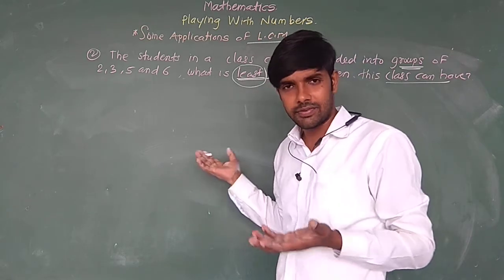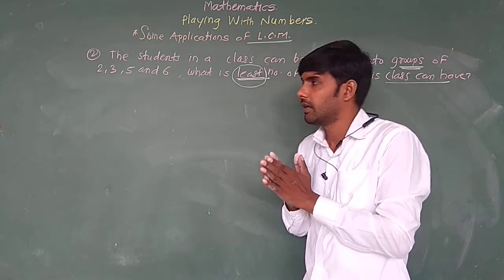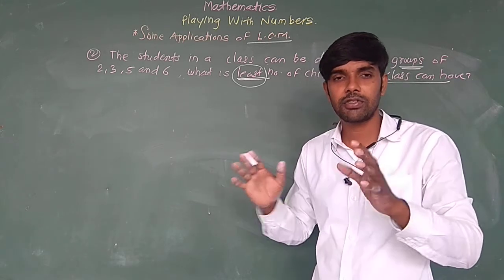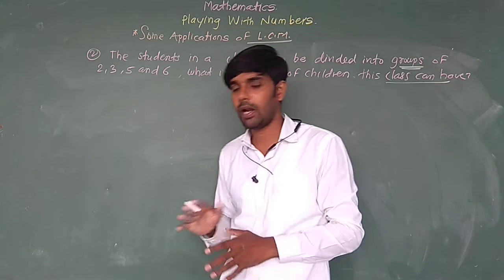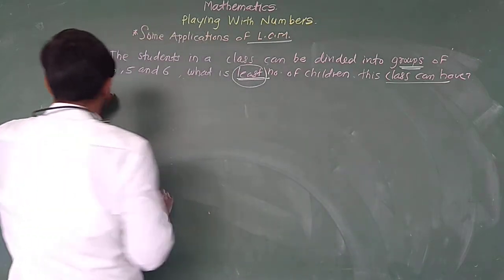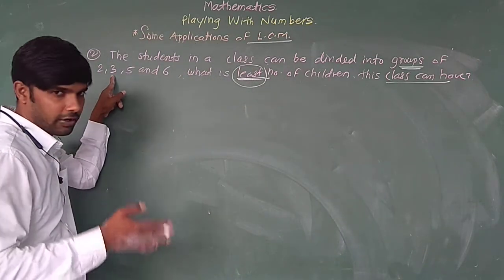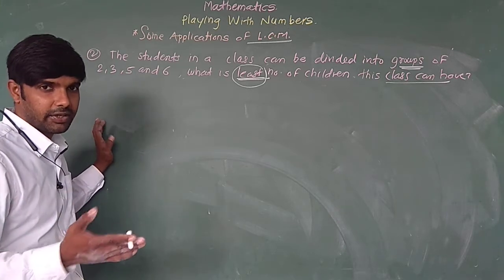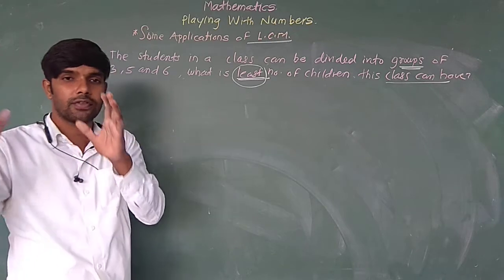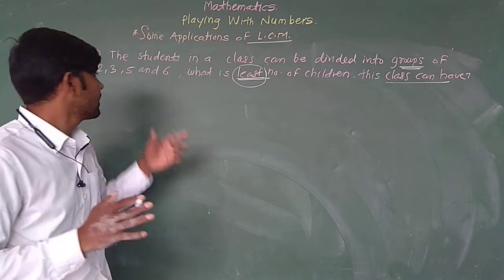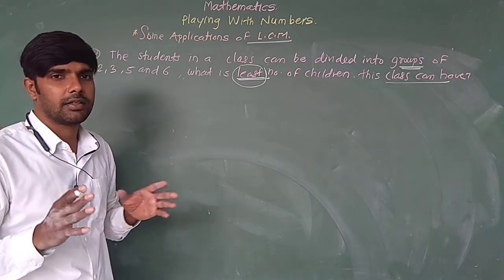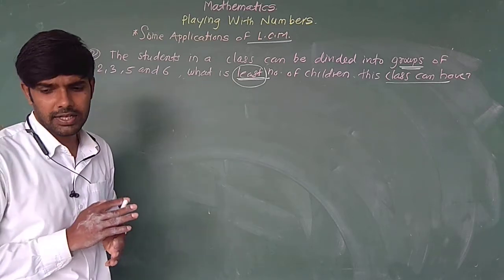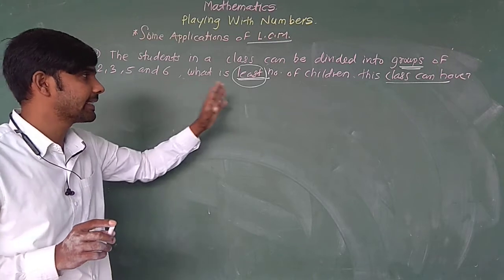Suppose, it's very simple, there is some number of students in your class, and you have to divide them into groups of 2 students for Marathi subject, 3 for English, 5 for geography and 6 for maths. You have to make groups of students, and each group must contain the same number of students. For that we have to find the LCM.